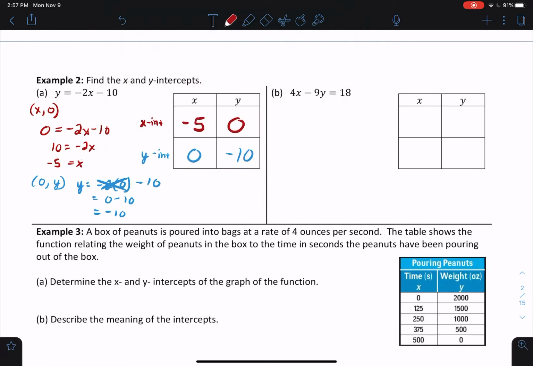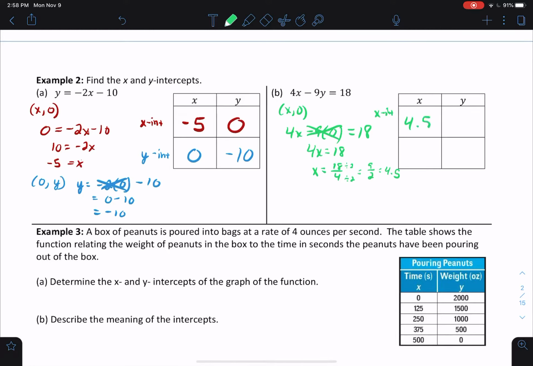Okay? 4x minus 9y equals 18. So x-intercept, plug in 0 for y. 4x minus 9, instead of y, plug in 0, equals 18. Well, negative 9 times 0 is just 0, so that goes away. So I get 4x equals 18. Divide both sides by 4, so I'll get x equals 18 divided by 4. If I simplify this fraction, I can divide a 2 out of each of the top and the bottom, which is going to be 9 halves, or if you had a decimal, 4.5. Okay, so the x-intercept is 4.5, 0.